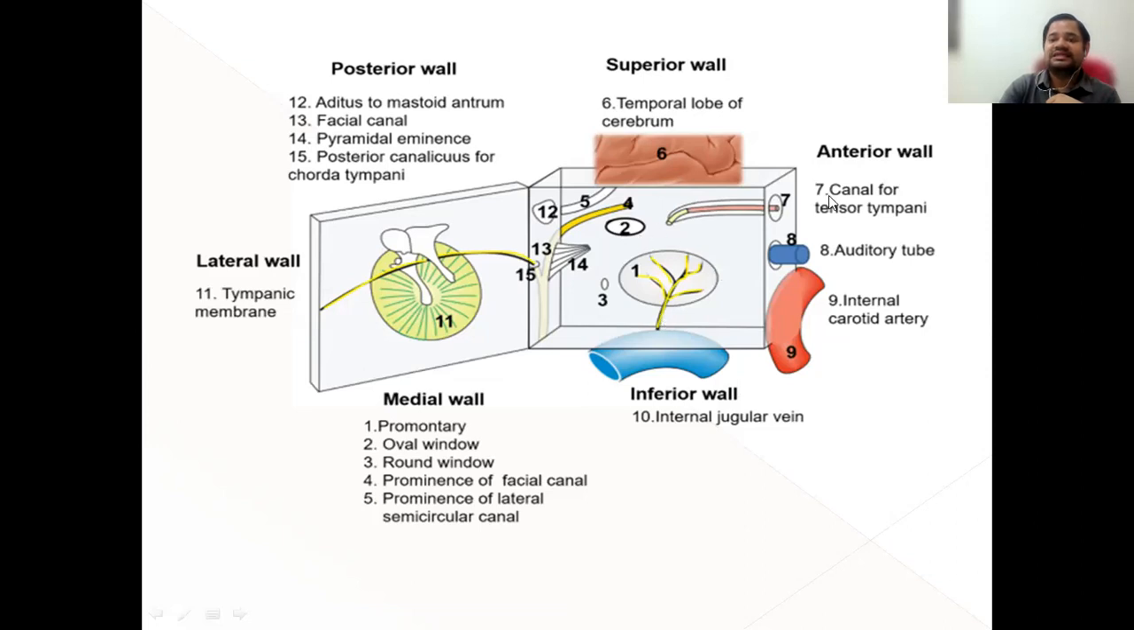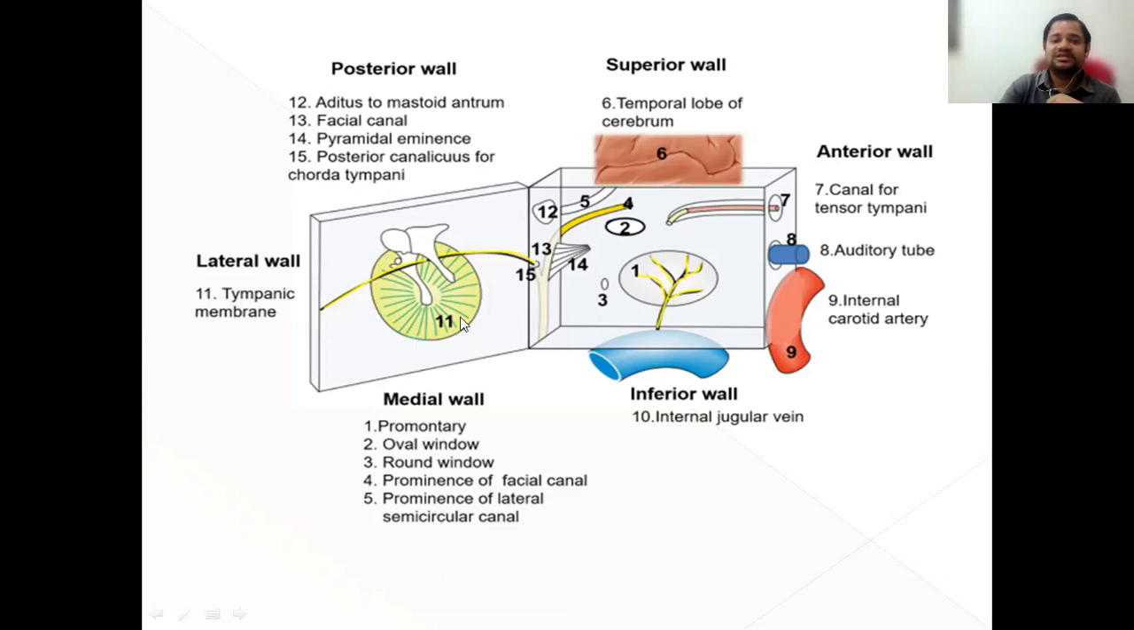If you see the anterior wall, there will be a canal for the tensor tympani. Then the opening of the auditory tube, that is the pharyngotympanic tube, and the organ which is near to it will be the internal carotid artery. For the posterior wall, if you see, it is incomplete as we have already talked. There is the aditus, that is number 12. Number 13, there will be the bulge for the facial canal here also, the pyramidal eminence for the stapedius muscle, and there will be one opening for the chorda tympani entry point.